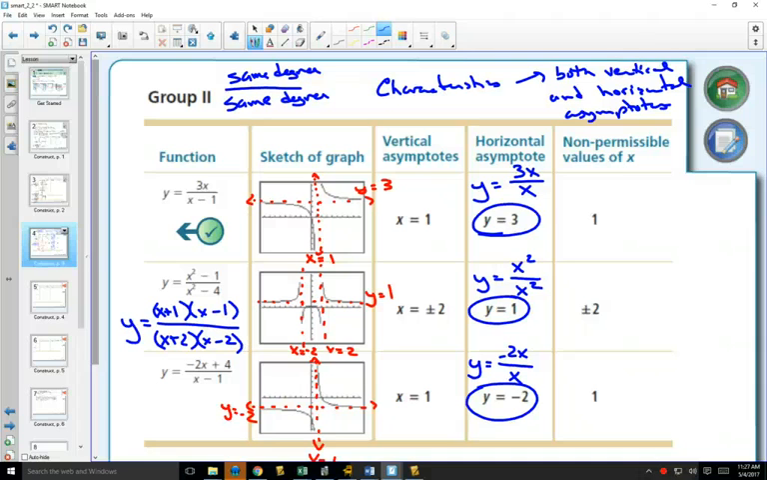Now, a little explanation about horizontal asymptotes. They act a little bit different than vertical asymptotes. Vertical asymptotes deal with non-permissible values. Your graph never crosses a vertical asymptote, because that would mean it goes through a non-permissible value. Horizontal asymptotes tell you what's happening to the graph as it gets really big positive numbers, to positive infinity, or really big negative numbers, to negative infinity.